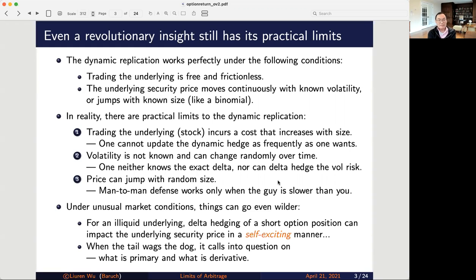So in these cases, actually, normally we're thinking of derivatives as derived, as secondary. But in this case, it's the trading of the derivatives that is moving the stock price itself. So essentially, you're saying the tail is wagging the dog, right? Then it calls into question what is primary? What does it mean to be primary? Or what is derivative? What is derived, right? Or secondary, right?